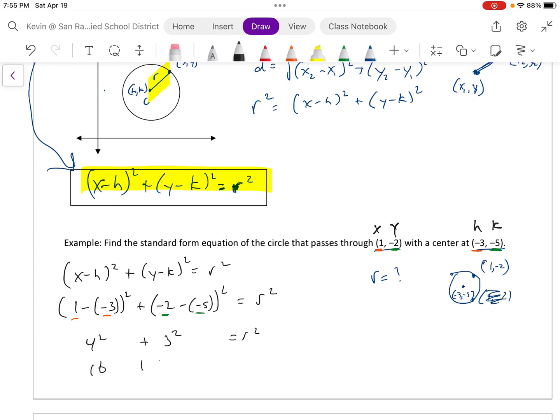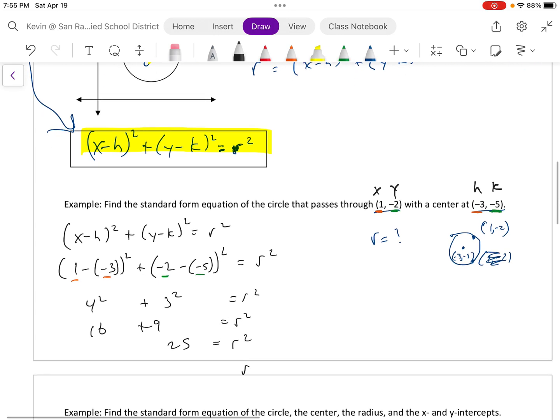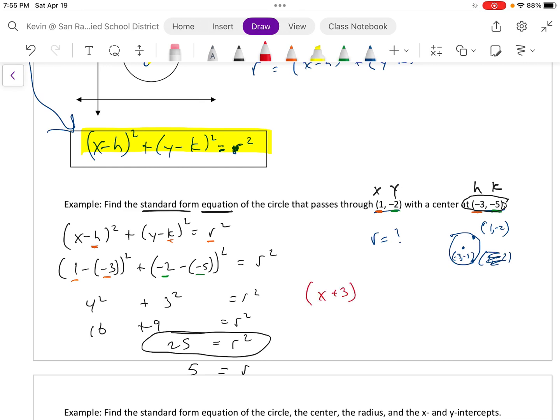So 1 minus -3 is 4 squared. -2 plus 5 is 3 squared equals r squared. 16 plus 9 equals r squared. So r squared equals 25. Now the radius of this circle is 5, but we don't care about the radius. It's not asking for the radius. It wants us to write the standard form equation. And for the standard form of the equation, we need the radius squared, and we need to know what the center of the circle is. We need to know what h and k are, right? Because that's all these components. We need to know h, we need to know k, and we need to know r squared.